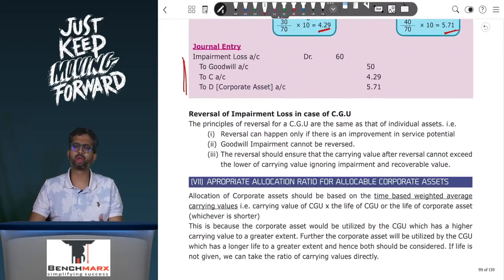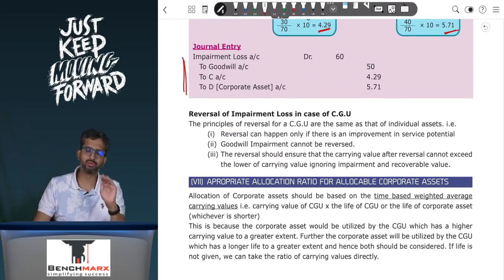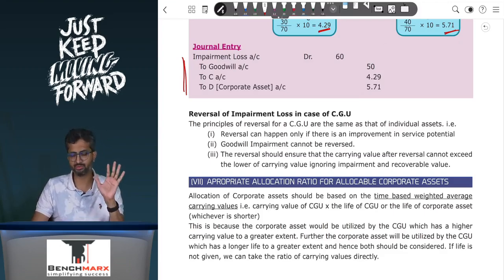Reversal of an impairment loss for a CGU will have the same pattern as for individual assets. That is, you will reverse in such a way that you cannot take the ledger balance below the individual carrying value had there been no impairment, or the recoverable value, whichever is lower.